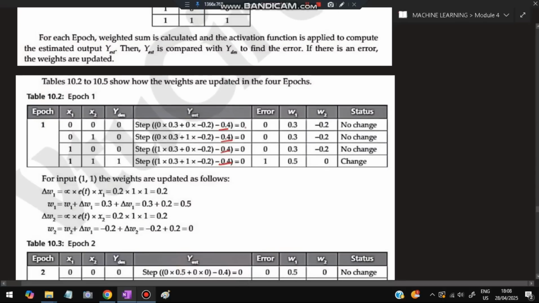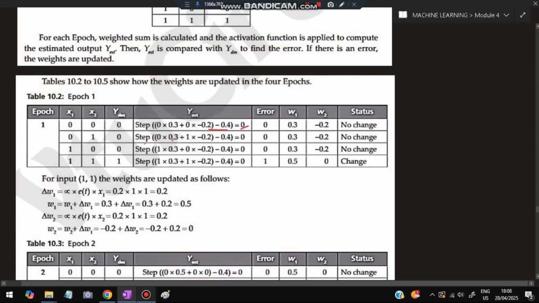So when you do that, we'll get some answer. Let's understand what the answer is here. 0 into 0.3 is 0, 0 into minus 0.2 is 0, 0 minus 0.4 is minus 0.4. And what I told you, if it is less than 0, the output will be 0. So the answer is written here as 0. If I get a positive answer like 0.4, it is greater than 0, so my answer will be 1. Like that I have to write. Now this answer we got as minus 0.4, so it is 0.